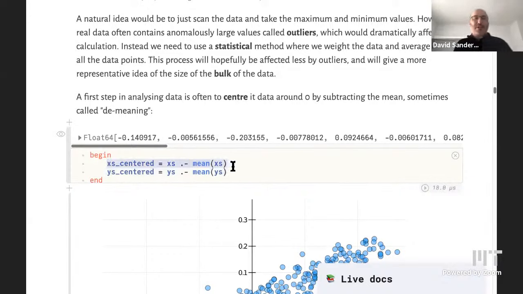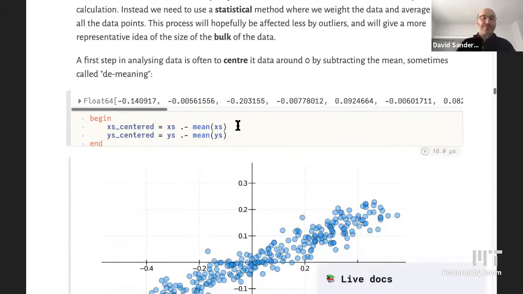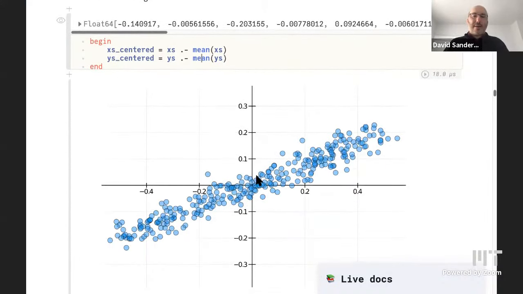So what's the first thing we're going to do? Just subtract the mean from each data point. We just use this broadcast, or this pointwise minus. We have x's and y's as separate vectors of data, and we'll take the mean off each of those. And then we just get the same cloud. When we plot that, we get the same cloud, but now centered around 0, 0.